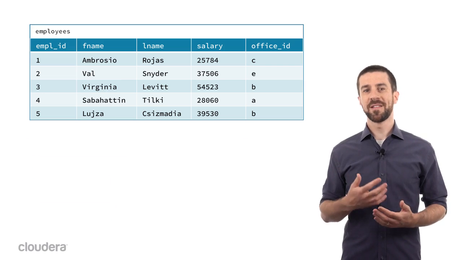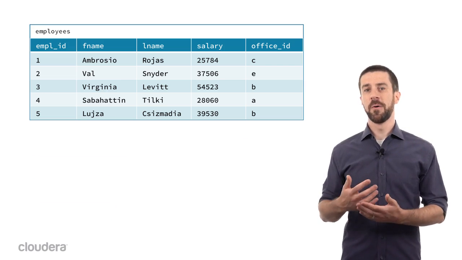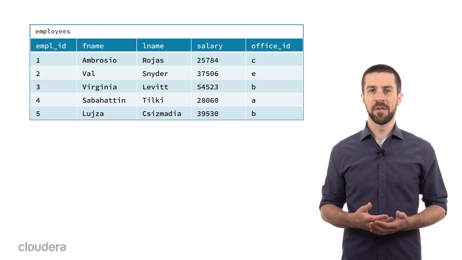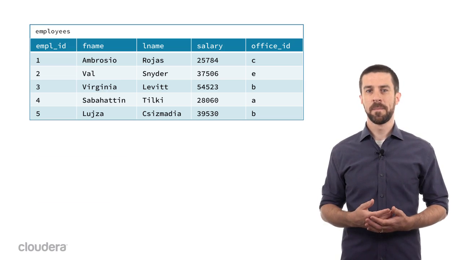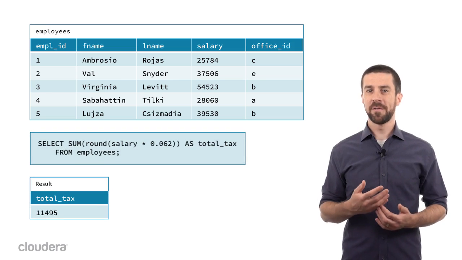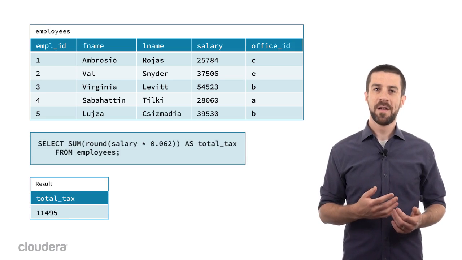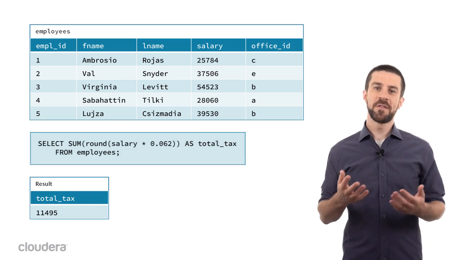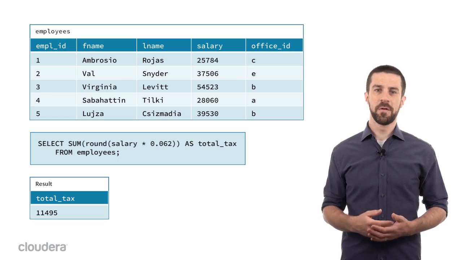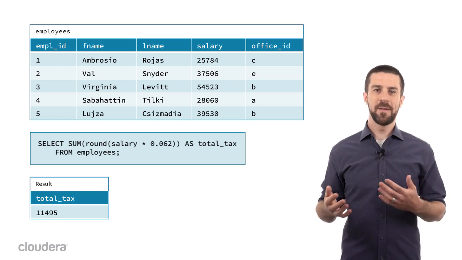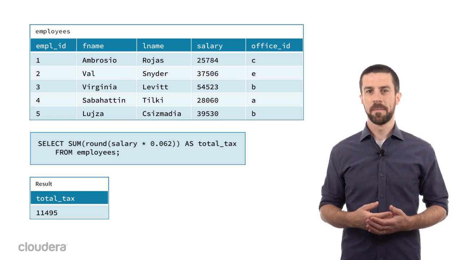You can also use an expression as an argument to an aggregate function. The argument does not need to just be a column reference. It could be any valid expression. In this example, the expression ROUND(salary * 0.062) is used as the argument to the SUM function. This is just another way to answer the question from the previous example, although the round function is applied differently here, and this might make the results slightly different.